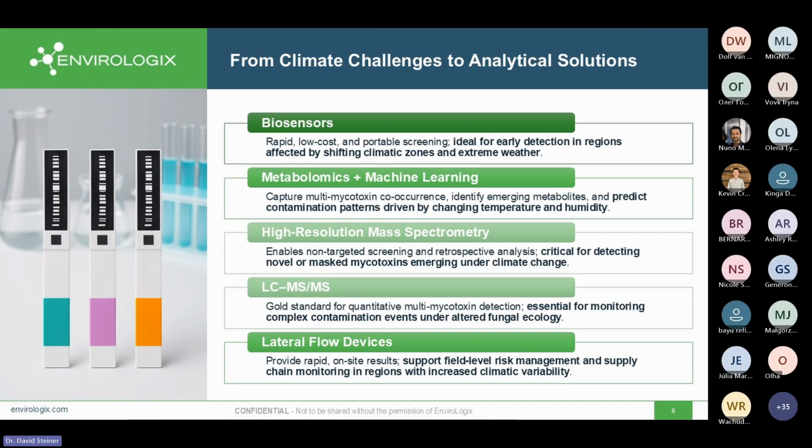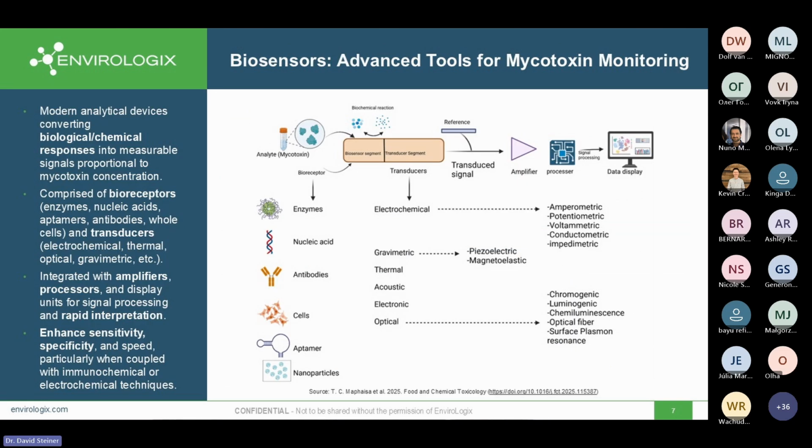And in the end, we also need the gold standard when it comes to the quantification of mycotoxins, LC-MS, for the accurate quantitative analysis, for the confirmation, and also the regulatory compliance. And together, these methods provide a flexible and layered monitoring system. And in our last webinar, I already introduced most of these methods, but what's new today are biosensors.